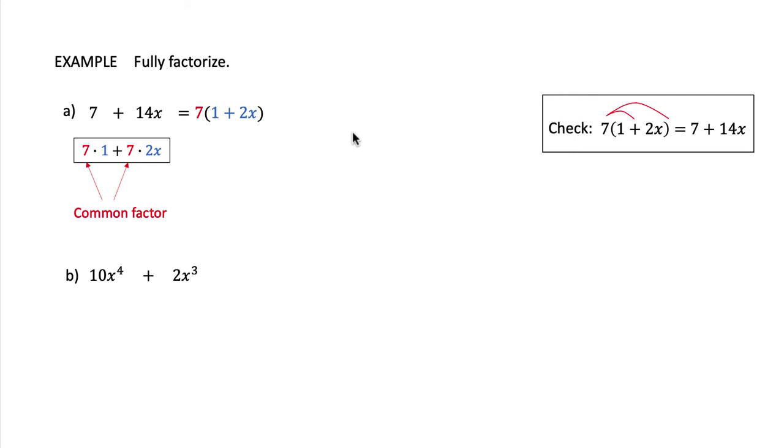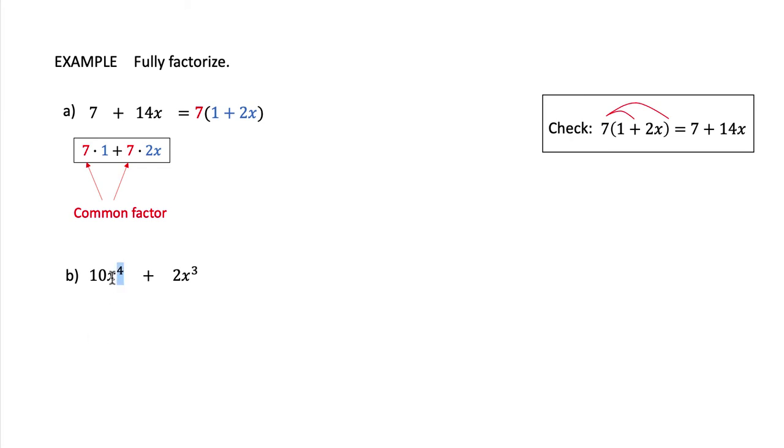B. 10x to the power of 4 plus 2x cubed. Now again, find the greatest common divisor for the coefficients of the terms, so 10 and 2. Well, the biggest number that divides both of these is 2. So 2 is going to be in our common factor.